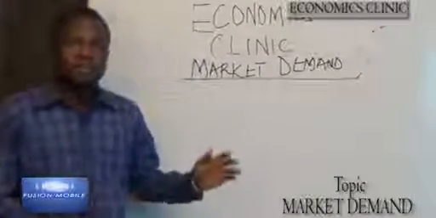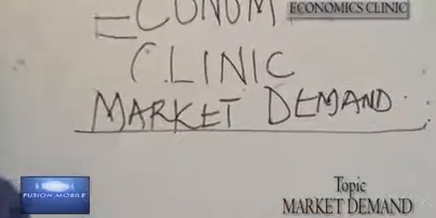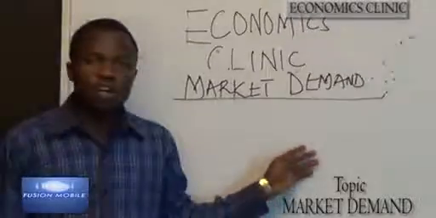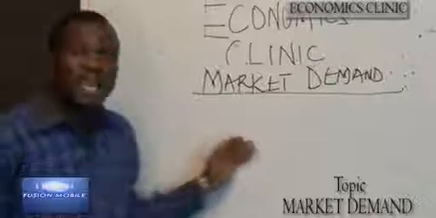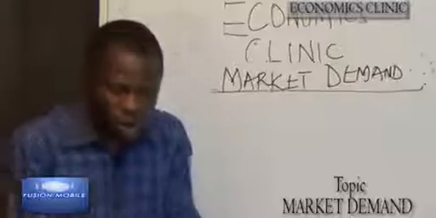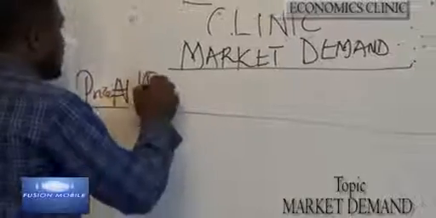The next is market demand. Market demand is the summation of all the quantities demanded by individual consumers in the market. That is, it explains the addition of all the quantities demanded by consumers. This can be represented on a table where we have price and quantity demanded or quantities demanded.